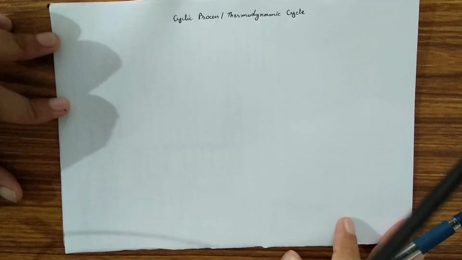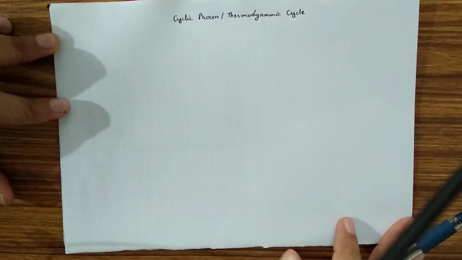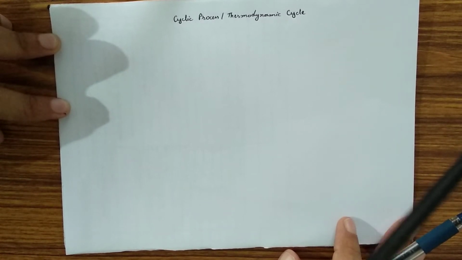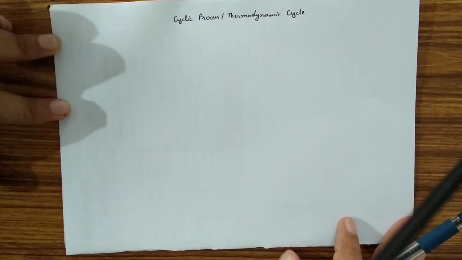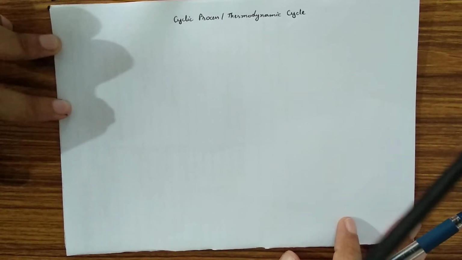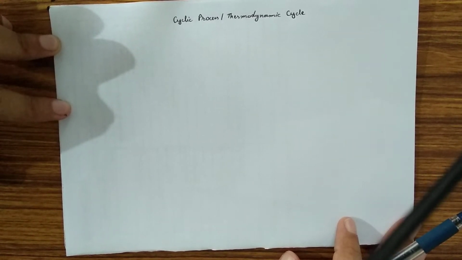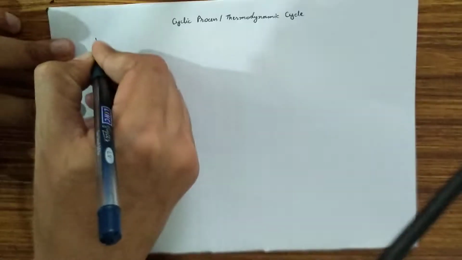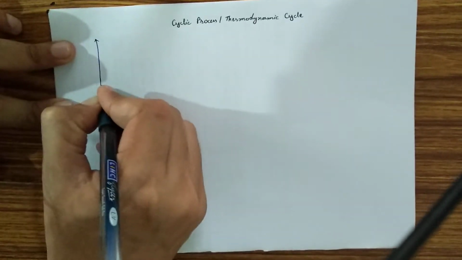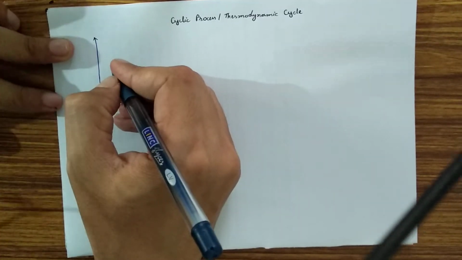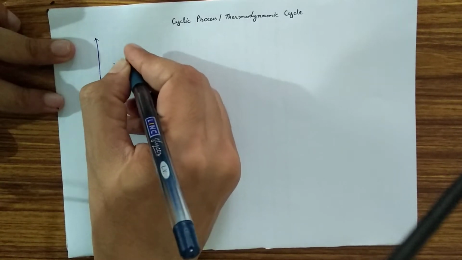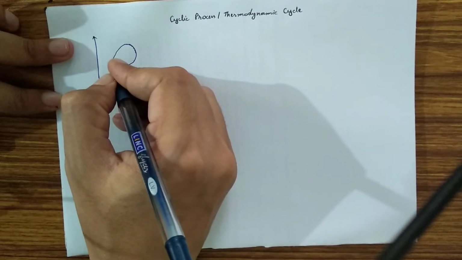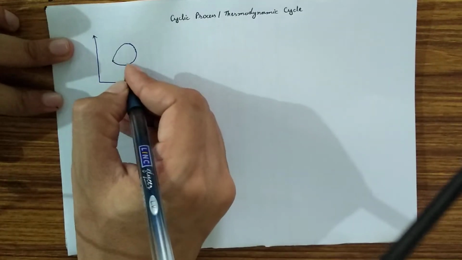Now we will see cyclic process, that is, thermodynamic cycle. A system is said to have undergone a cycle when initial and final points are the same. Let's see this. We have started a process from here and it is ending here. So the initial state was this and the final was also the same. So this has undergone a cycle.